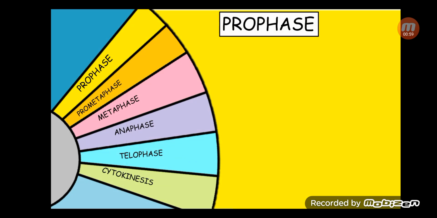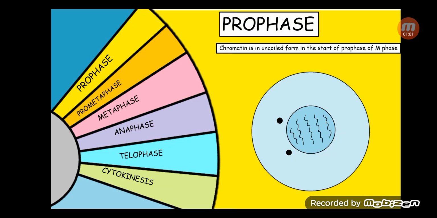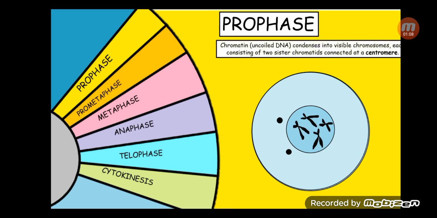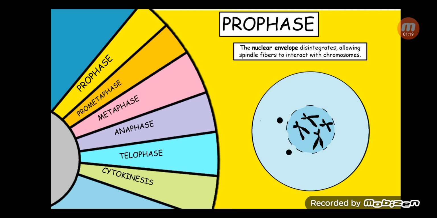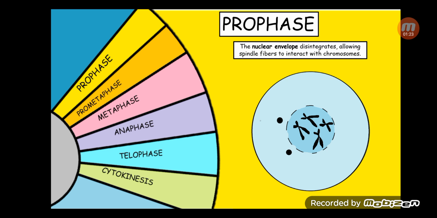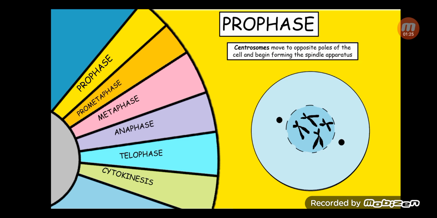The first step that happens during mitosis is prophase. Chromatin is in an uncoiled form at the start of prophase of M phase. Then the chromatin, that is uncoiled DNA, condenses into visible chromosomes, each consisting of 2 sister chromatids connected at the centromere. Then the nuclear envelope disintegrates, allowing spindle fibers to interact with chromosomes. Then centrosomes move to the opposite poles of the cell and begin forming the spindle apparatus.